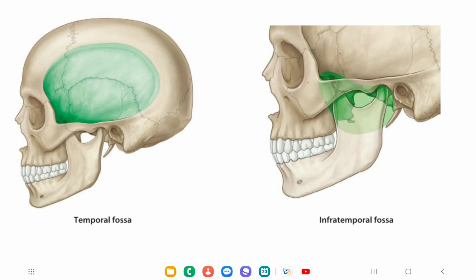Today I'm going to discuss the infratemporal fossa. From this video you will learn about the bony boundaries of the infratemporal fossa, the contents, and about the mandibular nerve and the otic ganglion.